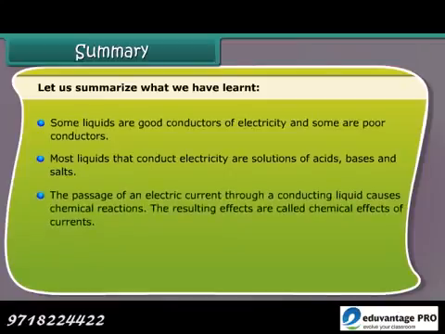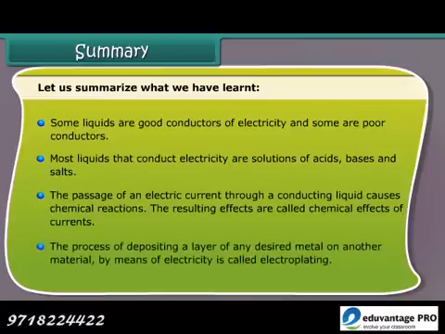The passage of an electric current through a conducting liquid causes chemical reactions. The resulting effects are called chemical effects of currents. The process of depositing a layer of any desired metal on another material by means of electricity is called electroplating.